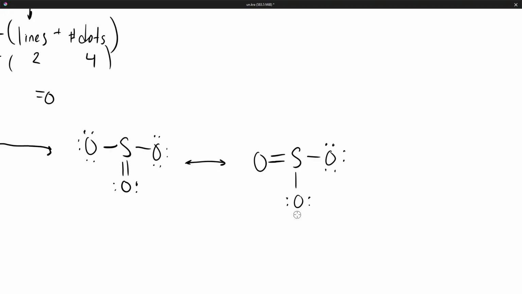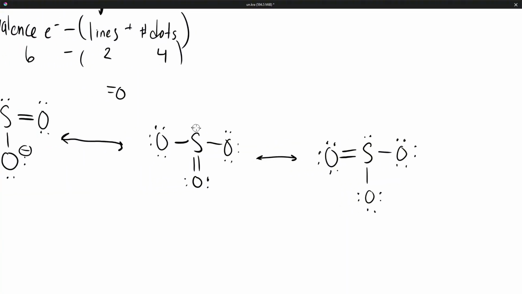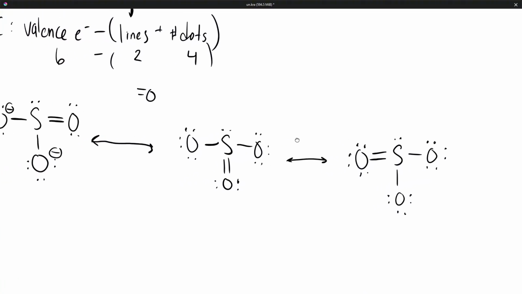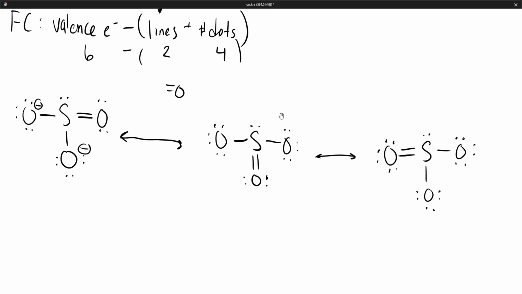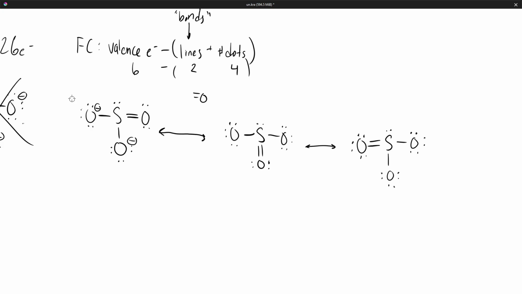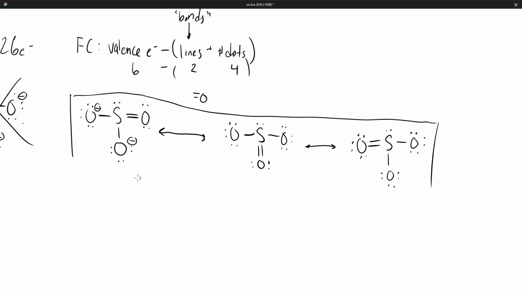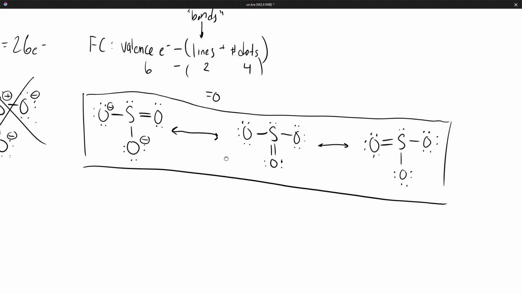And remember to completely create each Lewis dot structure. Okay, forgot this. Yeah, boom. So all three of these are the possible resonance structures for sulfite SO3. So you're gonna do this, but I just boxed it for you guys.